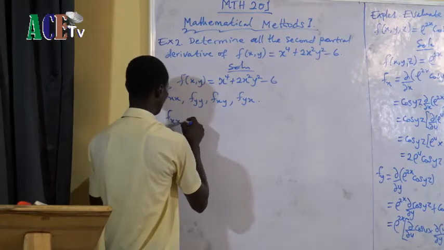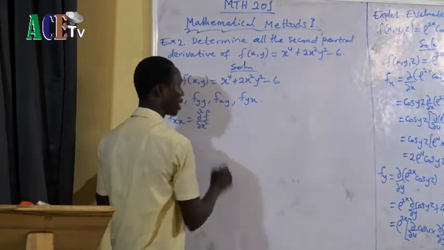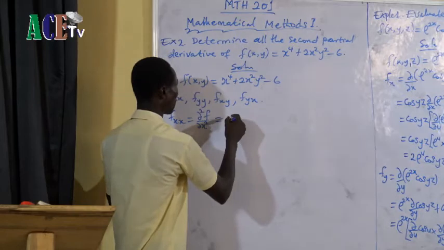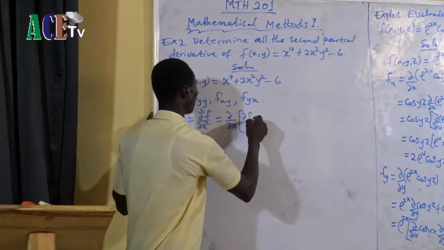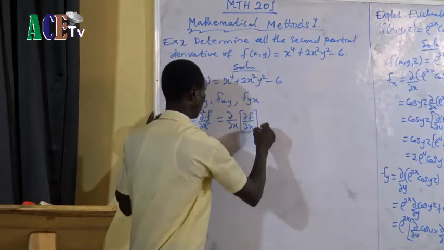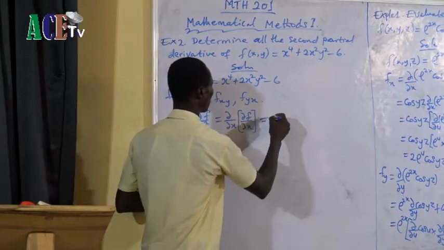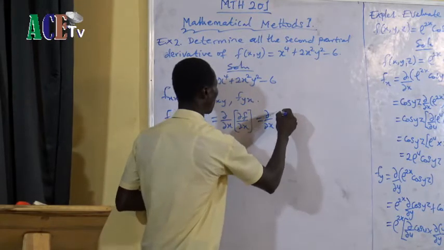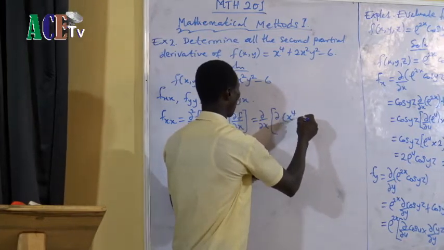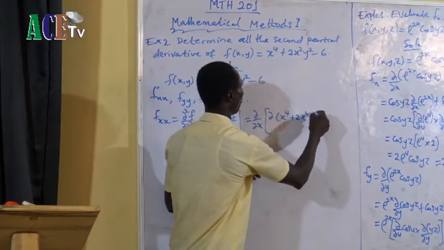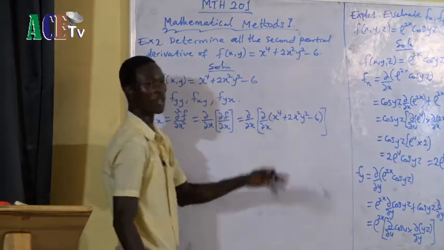f_xx means the second partial derivative of f with respect to x squared, which is the same thing as ∂/∂x of ∂f/∂x. And it's the same thing as ∂/∂x of, what is my f? x to the power 4 plus 2x squared y squared minus 6. Yes, I want to differentiate that one.